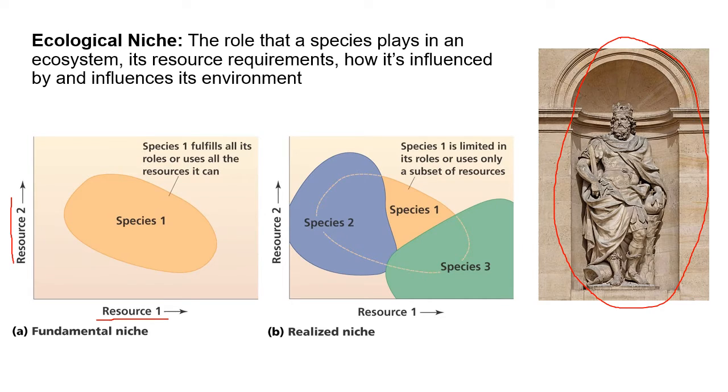Furthermore, over here in the second graph, we have the concept of realized niche, which is when multiple species interact, competition can often make those niches smaller. So species 1 gets outcompeted by species 2 and species 3, and so now the niche that it actually occupies in the ecosystem is much smaller. Of course, facilitation can also make niches bigger.